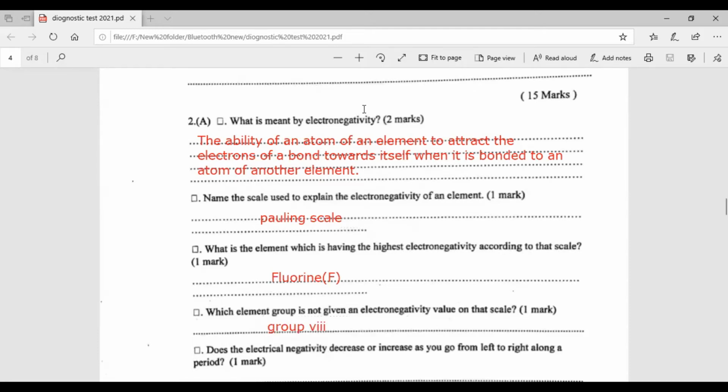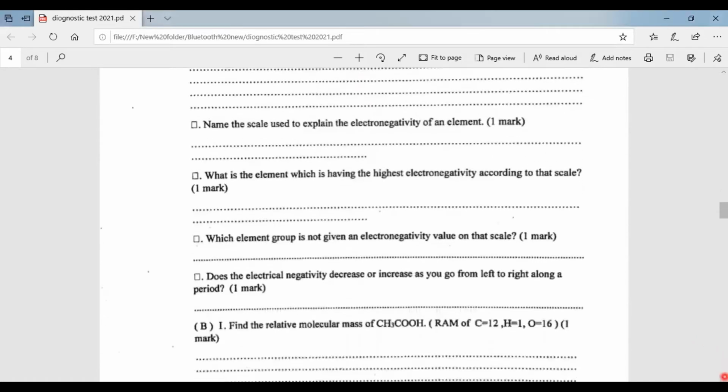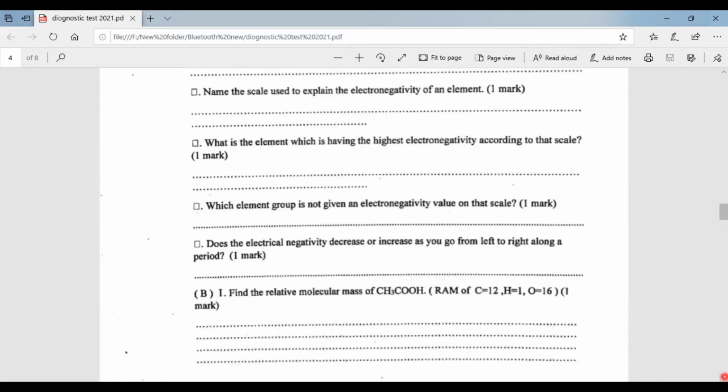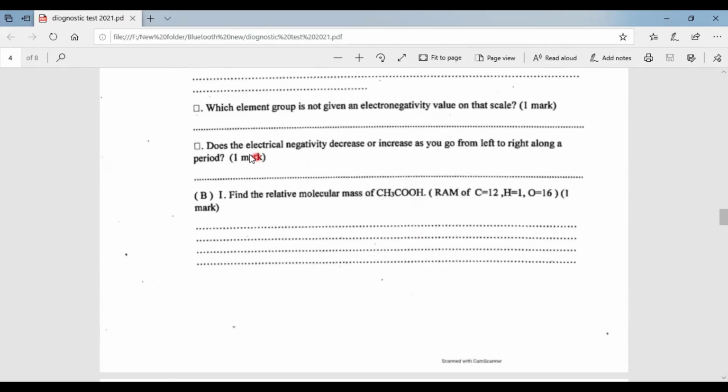The reason for that is group 8 elements are not forming any bond with the others. The bond forming ability is very low because their outermost energy shell is completely filled and they are stable. So they have no need to make bonds with the others, so we are not considering the electronegativity values of them. Does the electronegativity decrease or increase as you go from left to right along the period? The answer is it increases.